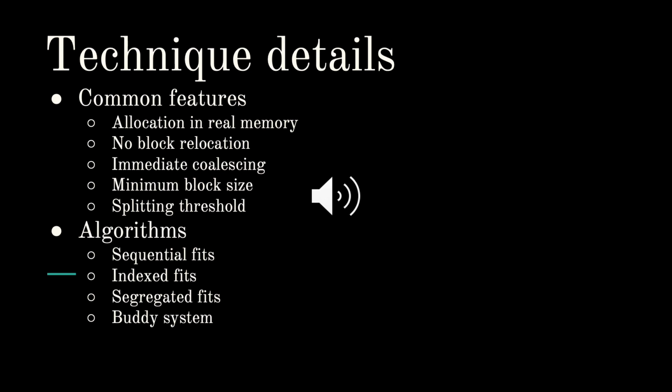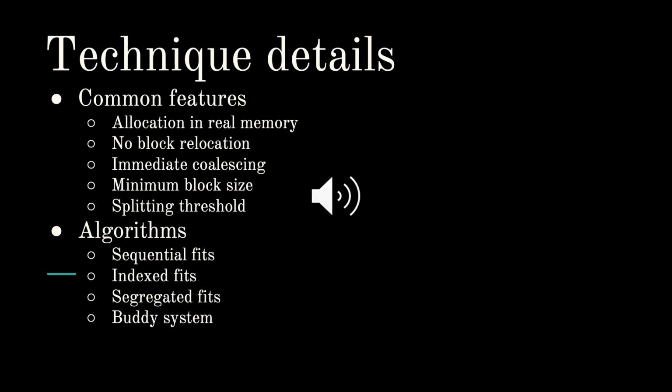Sequential fits are based on the use of a unique linear list of all free blocks in memory. The authors use a doubly linked list to chain the free blocks in the first fit and best fit allocators. Indexed fits are improved a bit by using a data structure to link the free blocks. They use a binary tree in first fit and a Kelson tree in best fit.